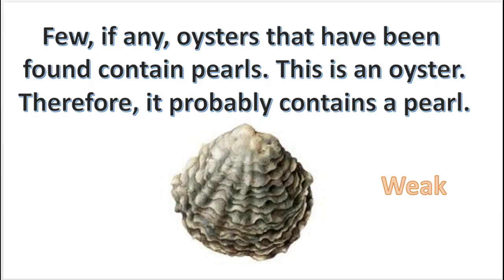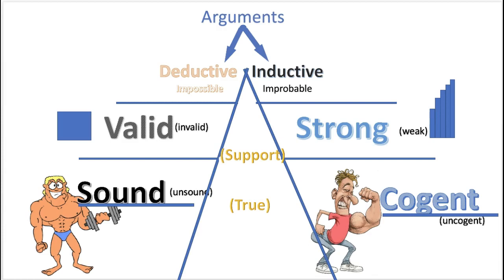All right, let's look at an example of a weak inductive argument. Here's one. Listen to this argument. Few, if any, oysters that have been found contain pearls. This is an oyster. Therefore, it probably contains a pearl. And why is it weak? Look at the premise. Few, if any, oysters that have been found contain a pearl. So that means few pearls in an oyster. And this is an oyster, so it should have probably not. But it says it probably does contain a pearl. It's a weak argument.